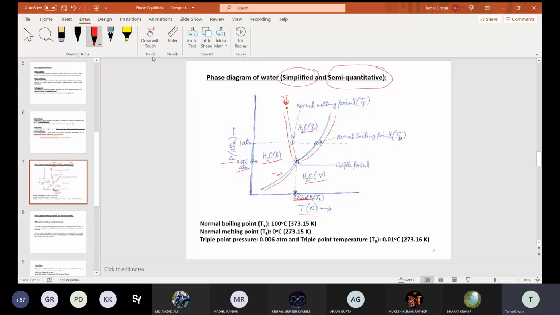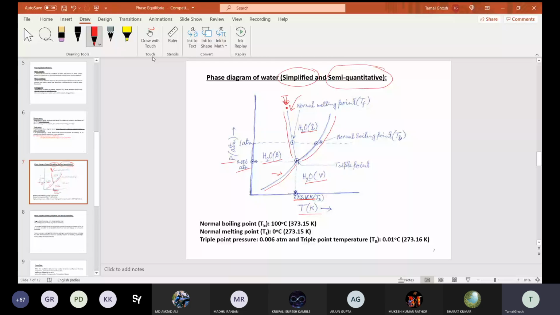That means the nature of the lines that are drawn here must be maintained. The phase boundaries, the way they have been drawn, must be followed exactly. Most crucially, the solid-liquid phase boundary, which goes through the normal melting point, must have a negative slope. So when you are drawing this, it must look like a negative slope. Otherwise it will be wrong.